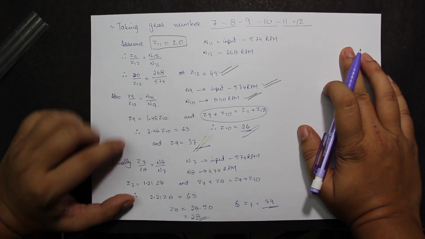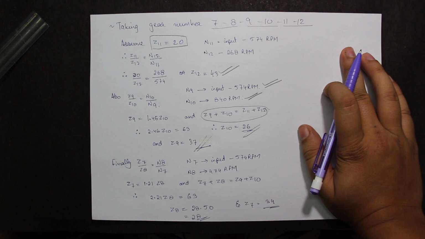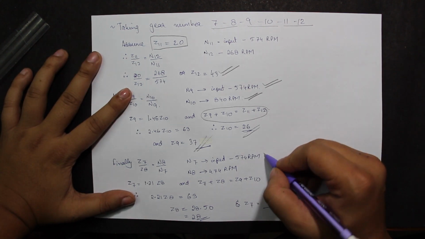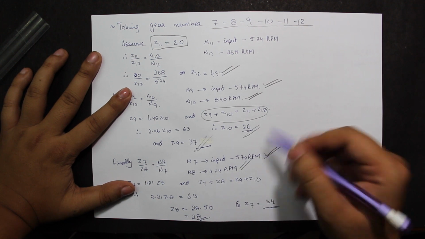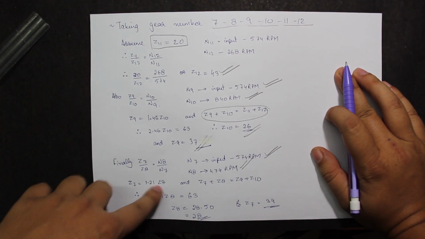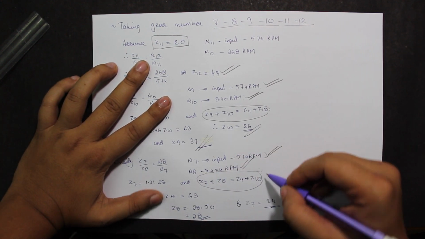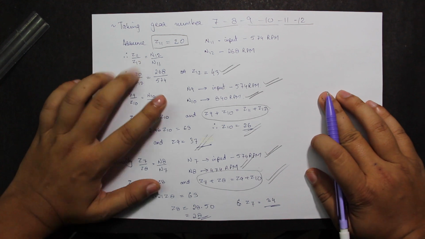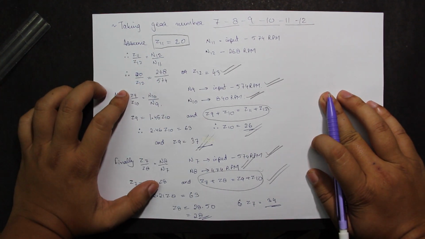Finally, for the third pair, Z7 by Z8 is equal to N8 by N7. I have N7 as the input, that is 574 rpm again, and N8 is 474 rpm. Writing Z7 in terms of Z8 and putting it in the formula Z7 plus Z8 is equal to Z9 plus Z10, where Z9 and Z10 are taken from the above calculation, I get the values for Z7 and Z8.